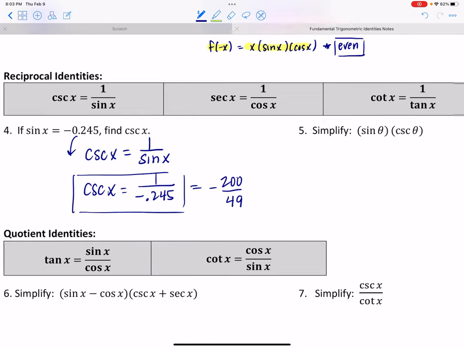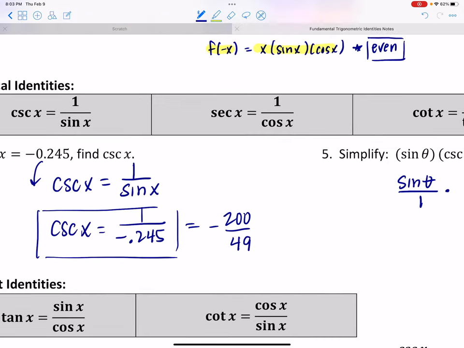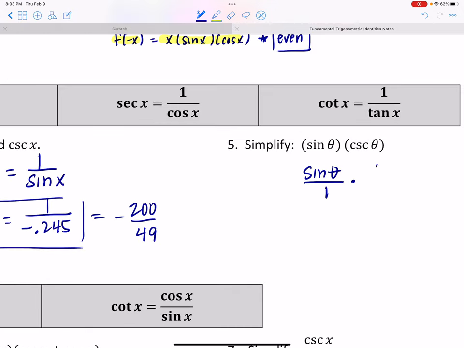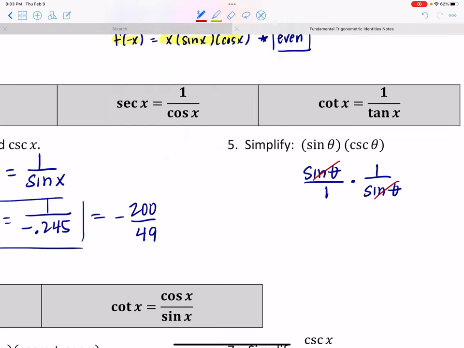We can also use it to simplify a situation like this. So it says simplify sine of theta multiplied by cosecant of theta. So this is really sine of theta technically over 1, just like if I had x, it's x over 1. And we know that cosecant, again, just saw that one a second ago, is the reciprocal of sine. So I'm going to replace that with 1 over the sine of theta. So what happens when I multiply here is that these common factors are reducible. And so we end up with just a value of 1.